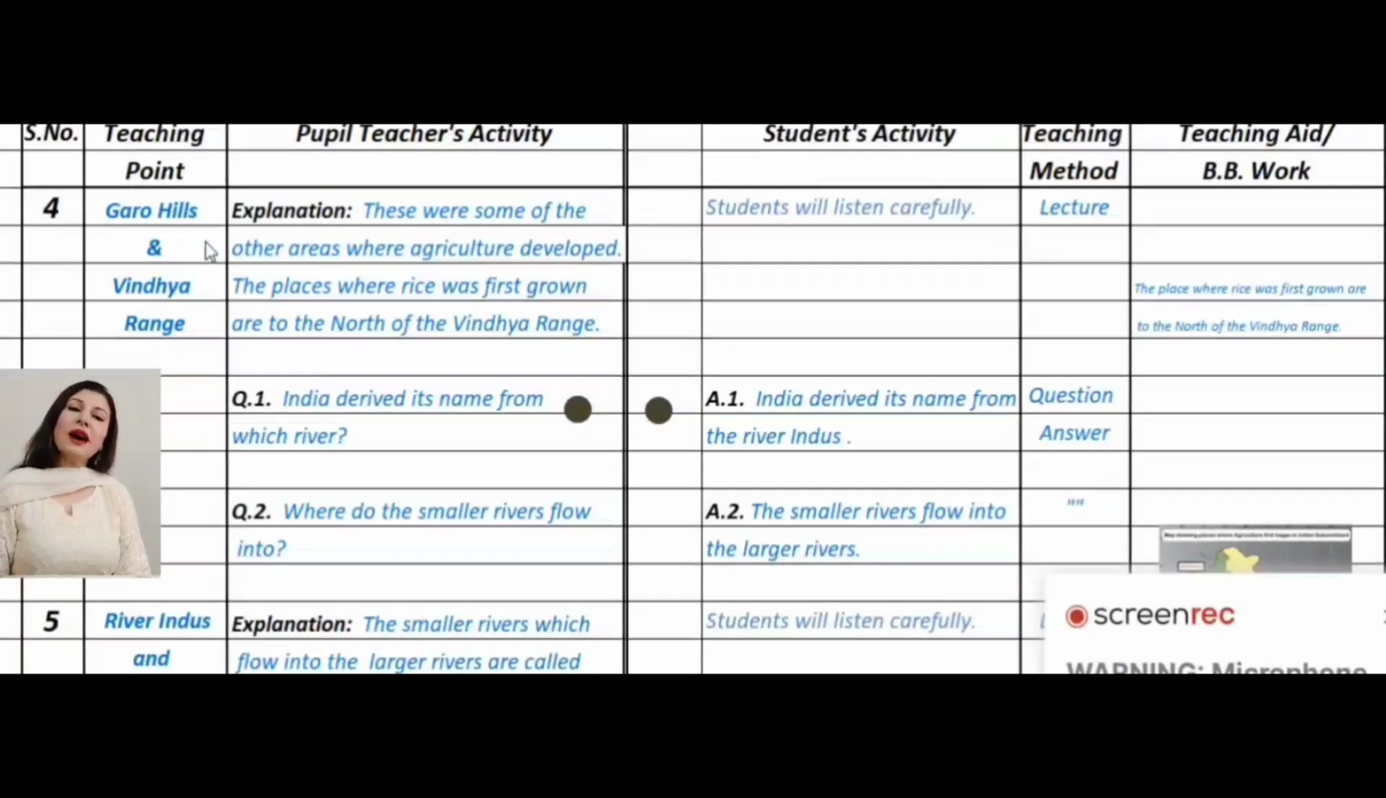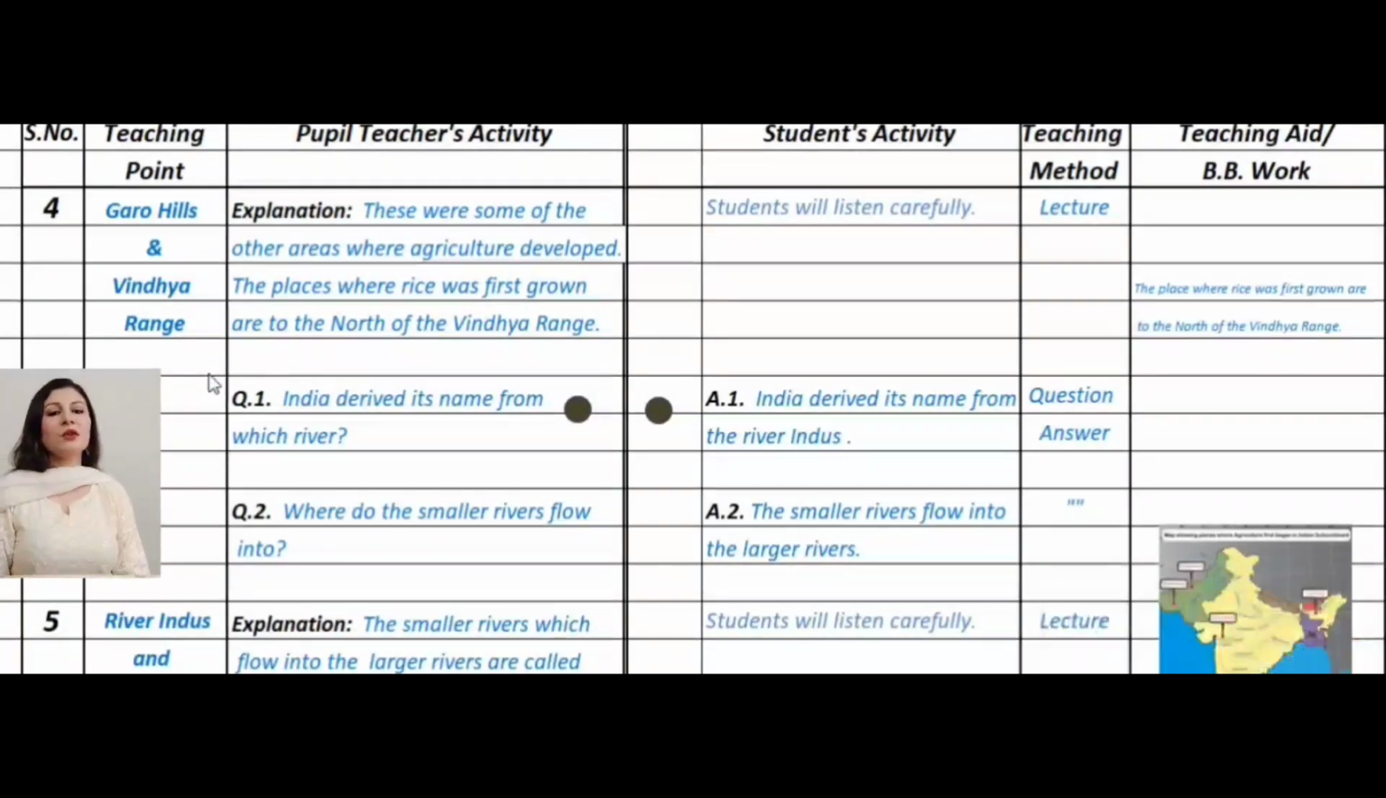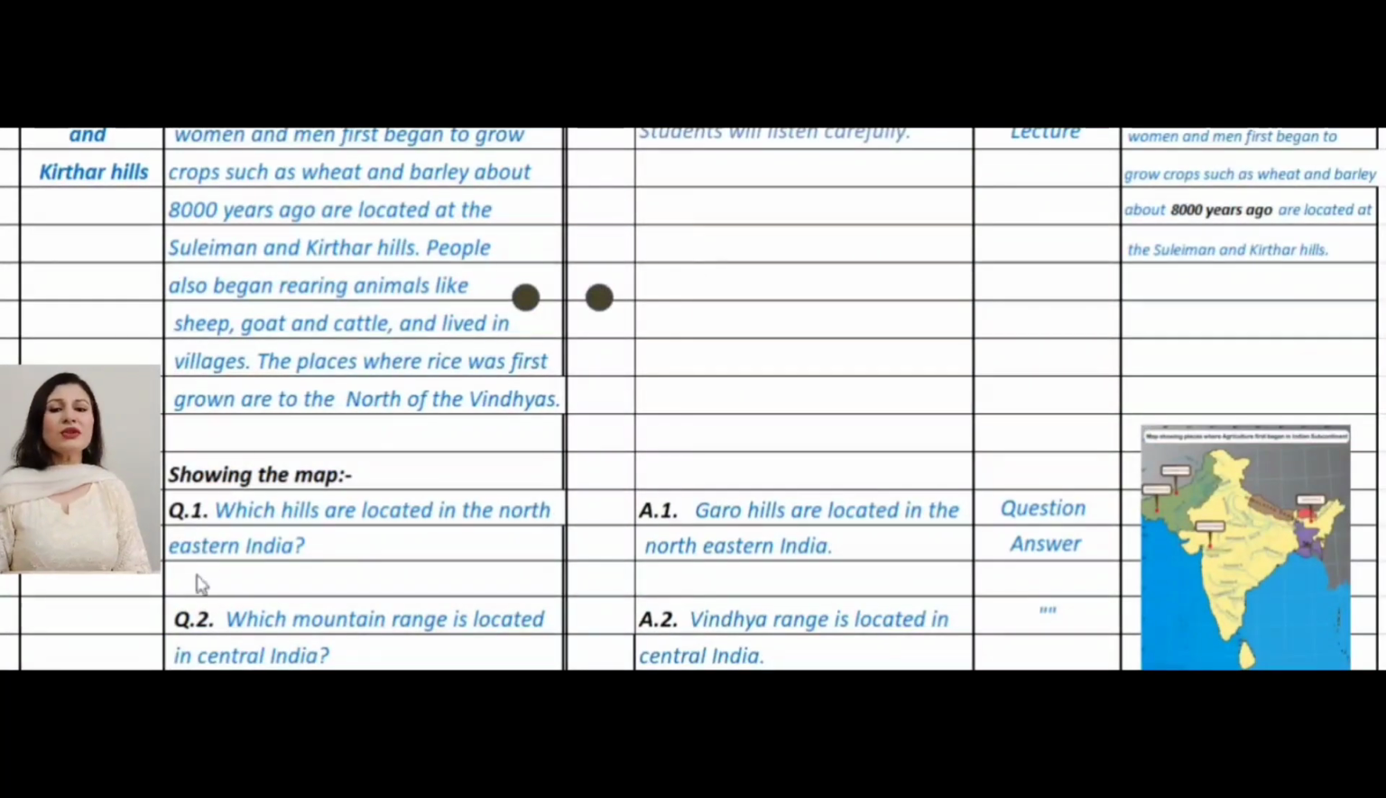Next teaching point is Garo Hills and Vindhya Range. So here again we'll ask two questions. Showing the map, you will ask which hills are located in the northeastern India. We can use the pointer to point out that name which we have mentioned on the map and which we want to elicit from the students. So we can point at that and we can say which hills are located in northeastern India, and the expected answer will be Garo Hills are located in the northeastern India.